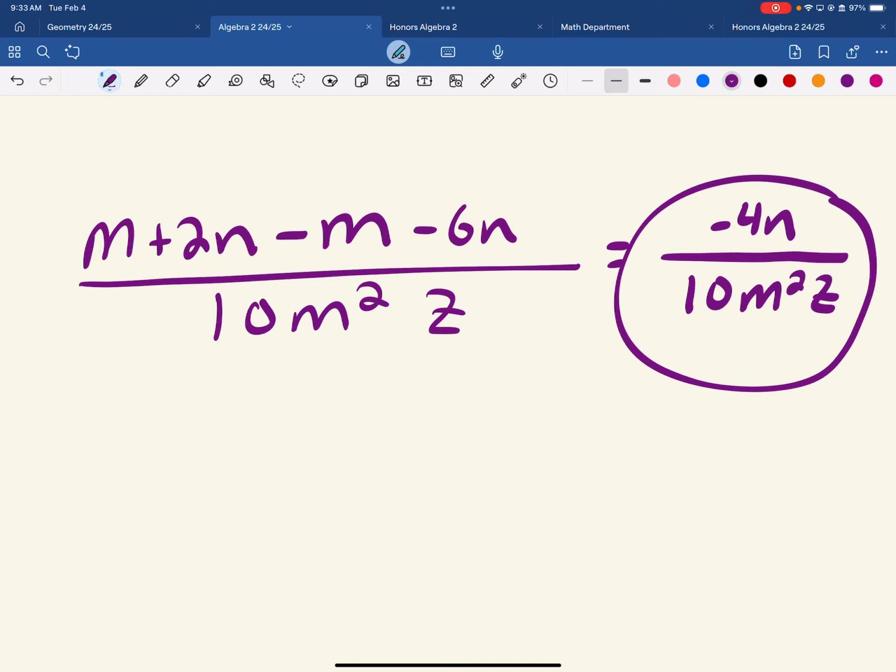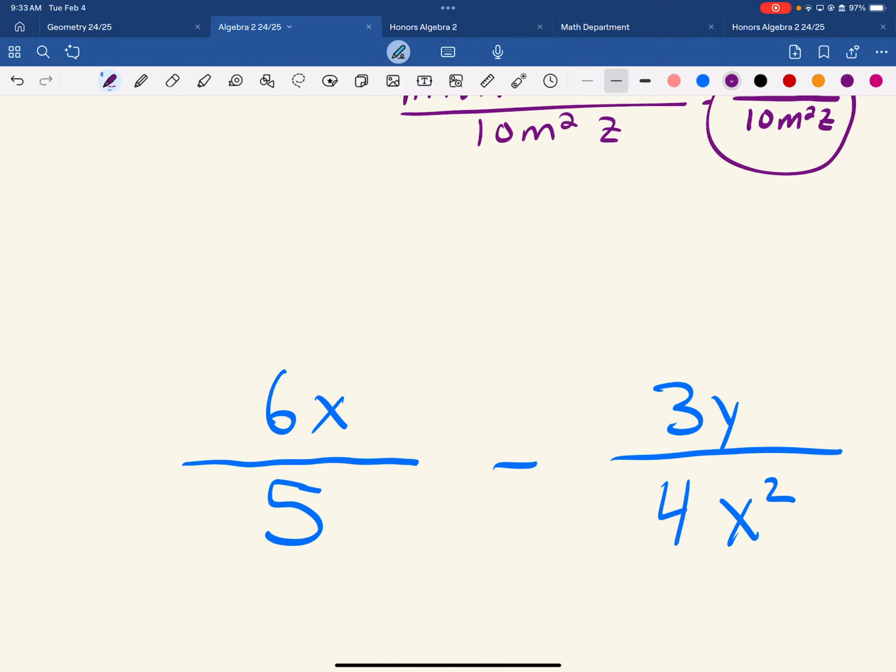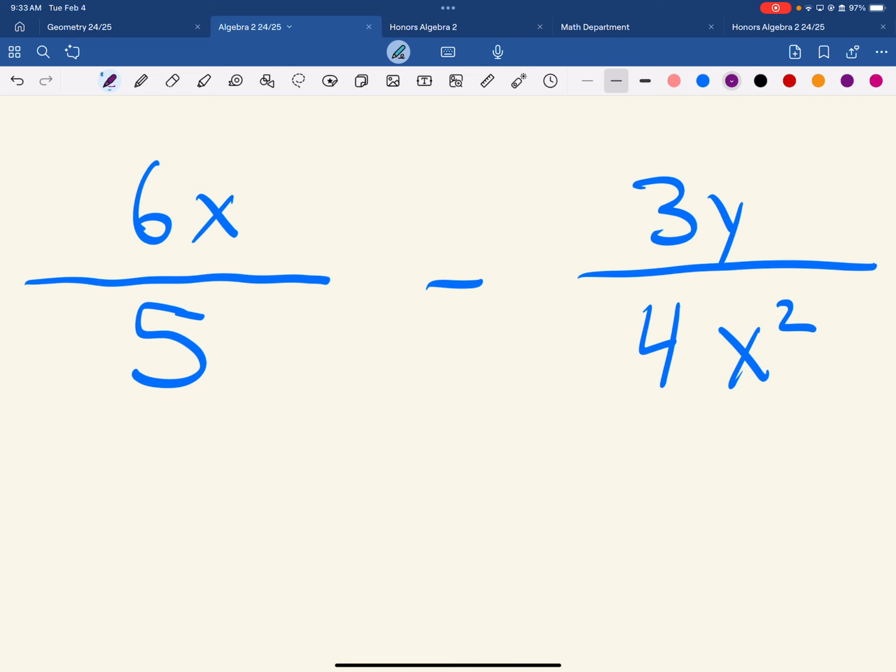So it becomes looking for that common denominator. Once you've found that common denominator, complete the operation, leaving that denominator the same. Okay. Pretty straightforward for that first one. Okay, so let's go to the second one. So now we got 6x divided by 5 minus 3y over 4x squared.